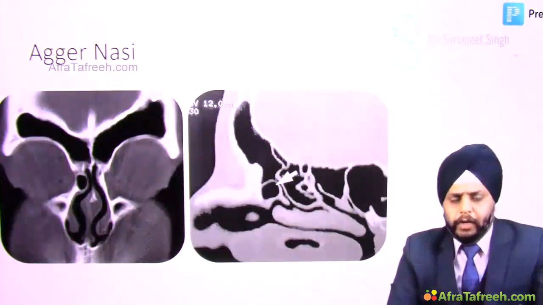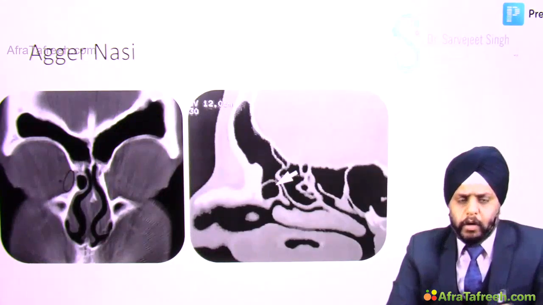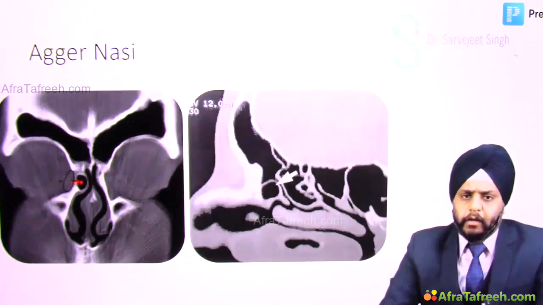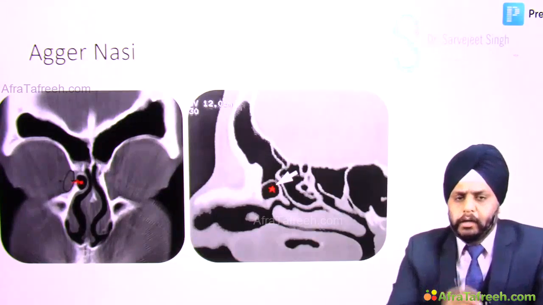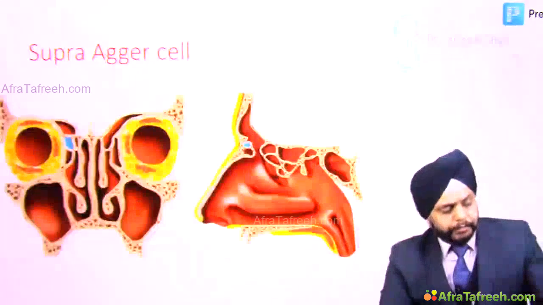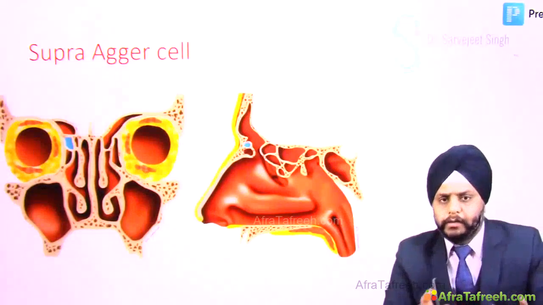In the CT scan, we have already discussed one CT scan for agger nasi. Once again, you can see over here the lacrimal sac, that small bulge of the orbit on the medial side, and you can see the agger nasi cell right next to this. In the sagittal cross section, this is the agger nasi cell, the anterior most cell of the ethmoidal system.